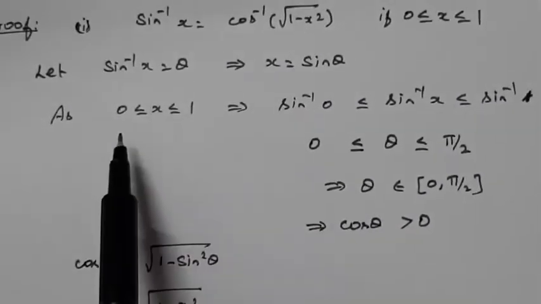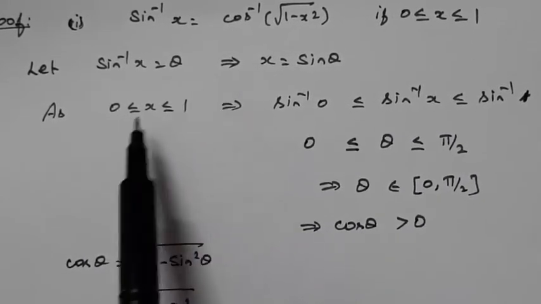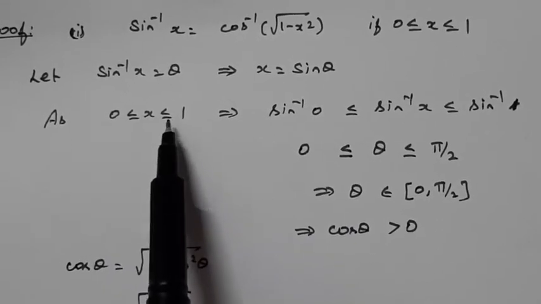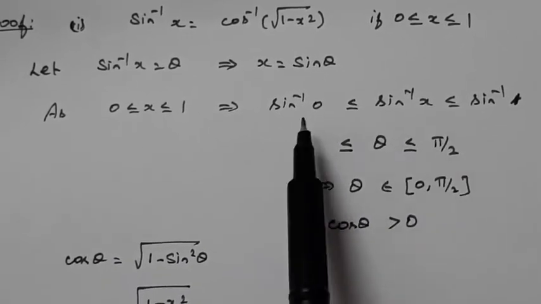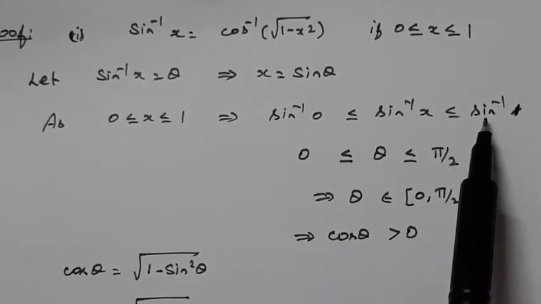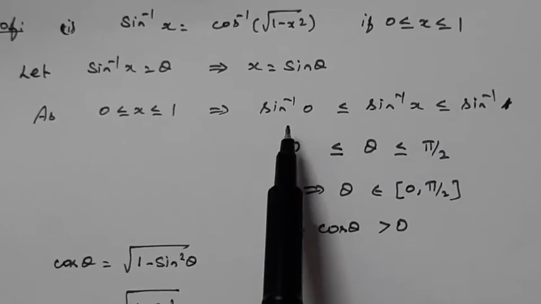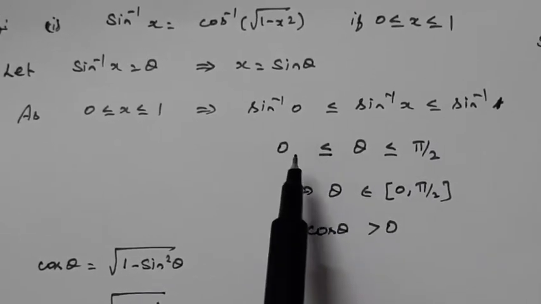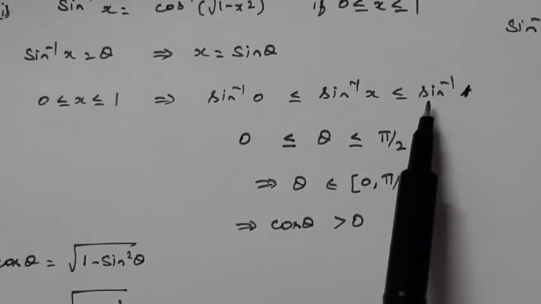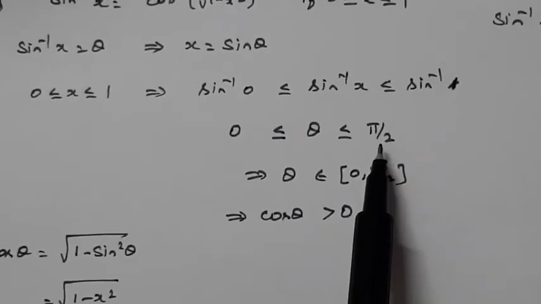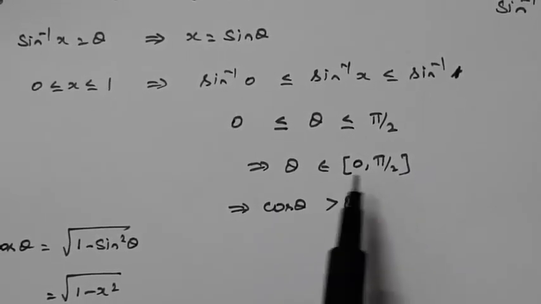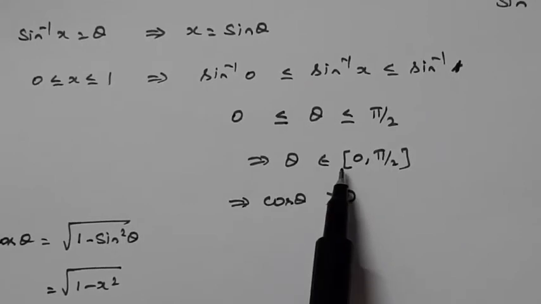Okay. Now, as by the given condition x lies between 0 to 1, that is, x belongs to the closed interval 0 to 1, by taking sin inverse throughout, we have sin inverse of 0 is less than or equal to sin inverse of x is less than or equal to sin inverse of 1. Now, what is sin inverse of 0? Sin inverse of 0 is 0, and sin inverse of x is equal to theta by our assumption, and sin inverse of 1 is nothing but pi by 2. This means that theta belongs to the closed interval 0 to pi by 2. That is, theta lies in the first quadrant.